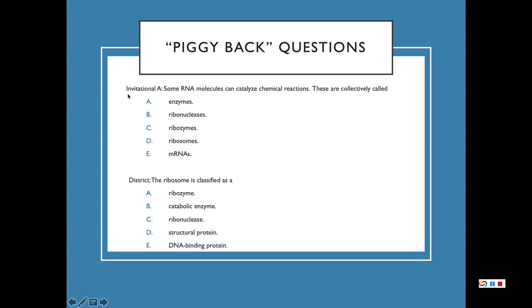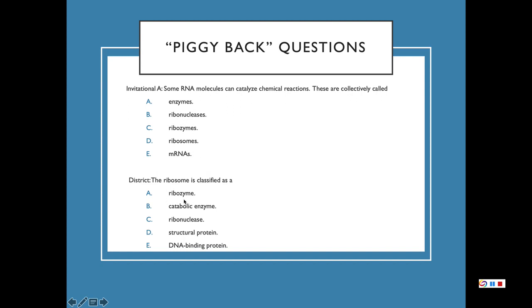Here is another example. Invitational A: some RNA molecules can catalyze chemical reactions. These are collectively called, and the answer here is ribozymes. So a catalytic RNA is a ribozyme. A student would then take, at some point, the district test, and here is a piggyback question: the ribosome is classified as a, and here are the choices, and the correct answer here is ribozyme.